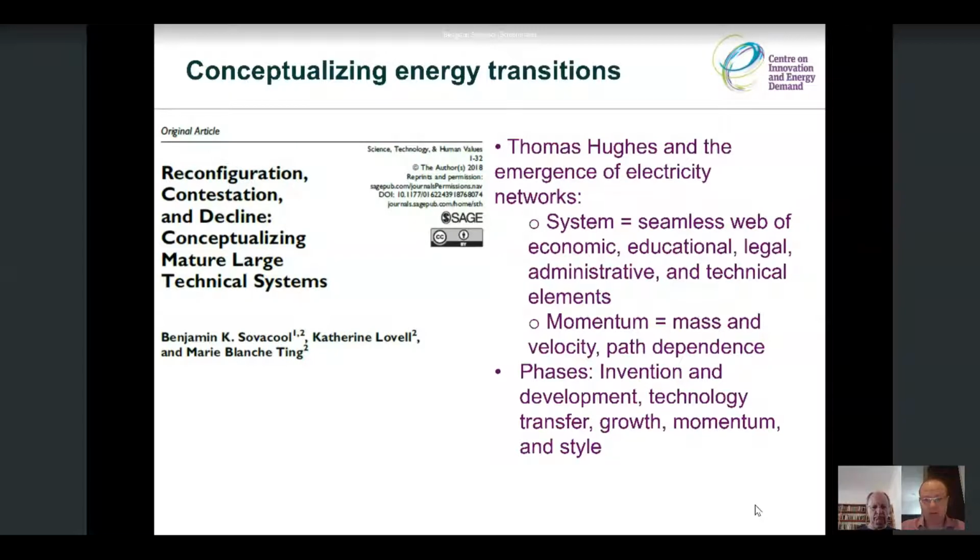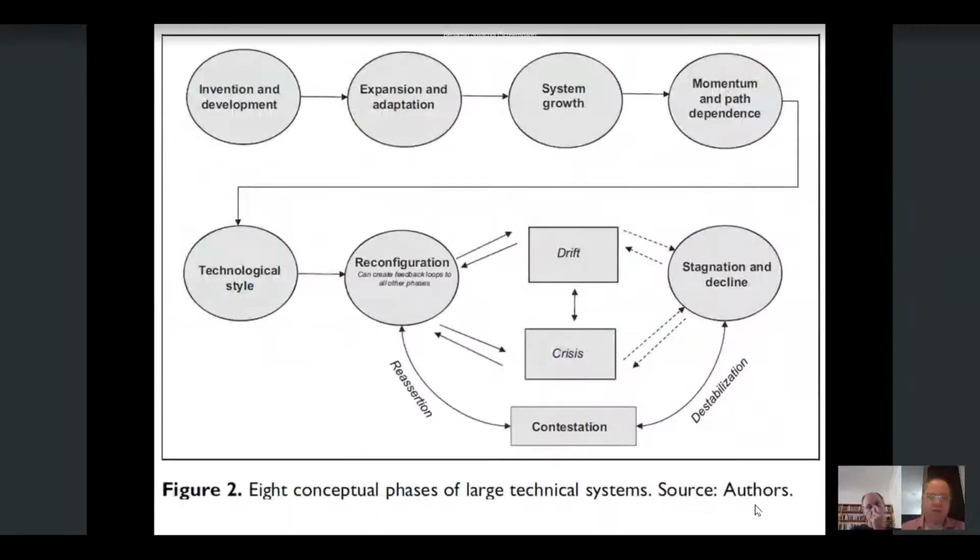And what's also quite neat about LTS theory is it also has phases, similar in a way to Grubler and Wilson's phases, but also a bit different. So you can see here, Thomas Hughes articulated these phases from invention to style. A technology is invented, then it expands and adapts, then it creates a system, then it creates resistance, and then it starts to deviate culturally. And what we've done very recently: Thomas Hughes' work famously looked at electricity systems from the 1880s to the 1930s, and then he stopped. So he stopped looking at them just when things got interesting.